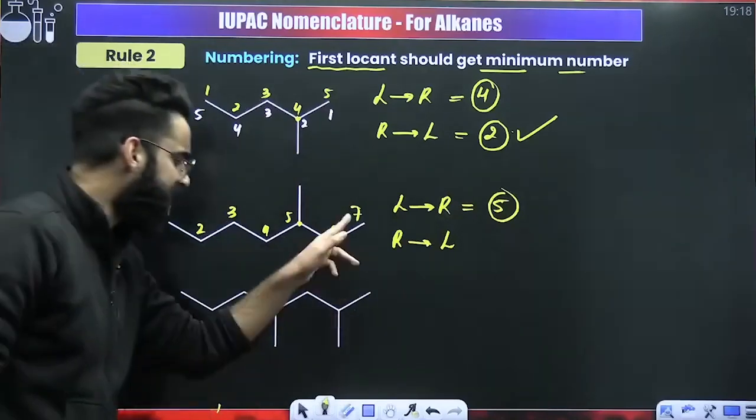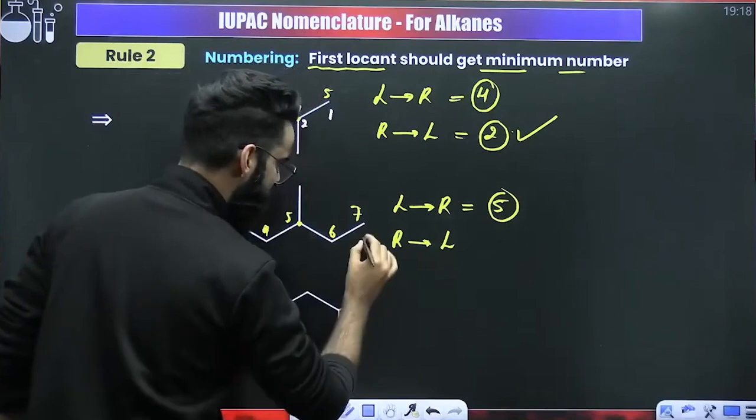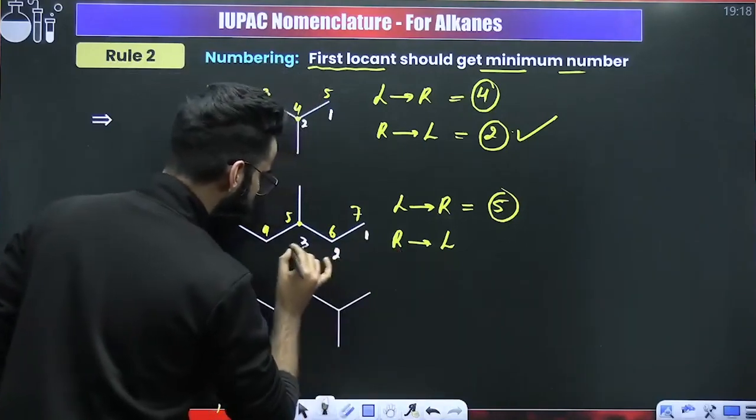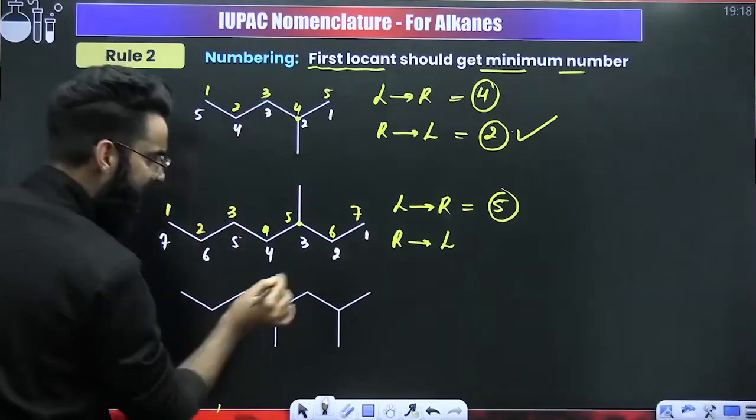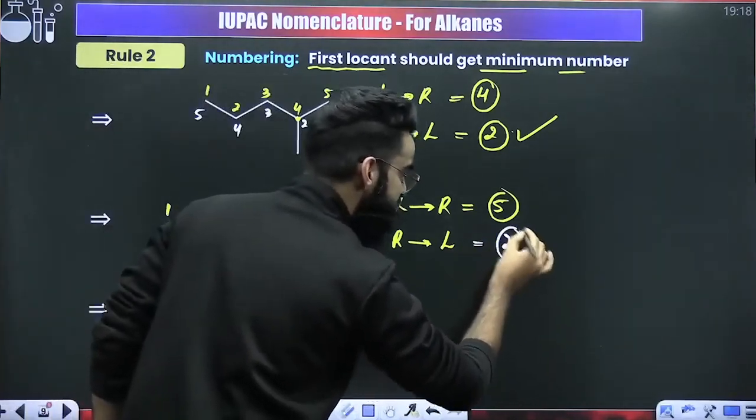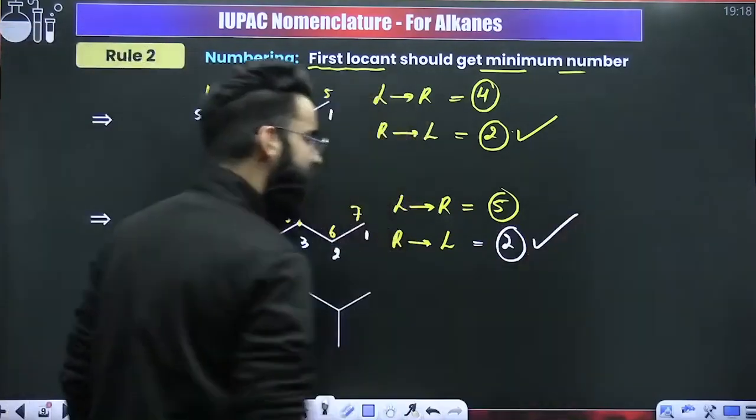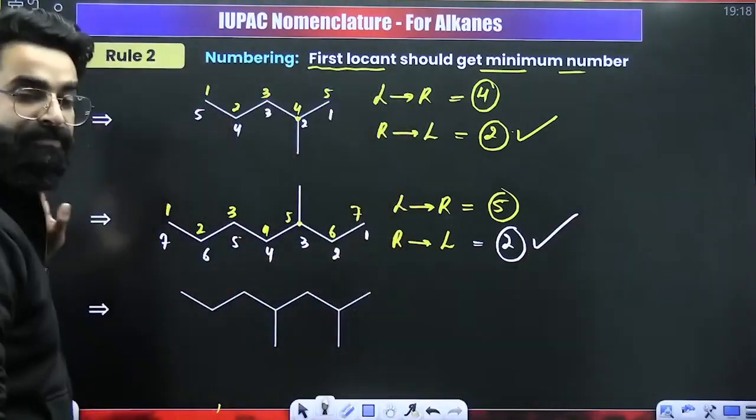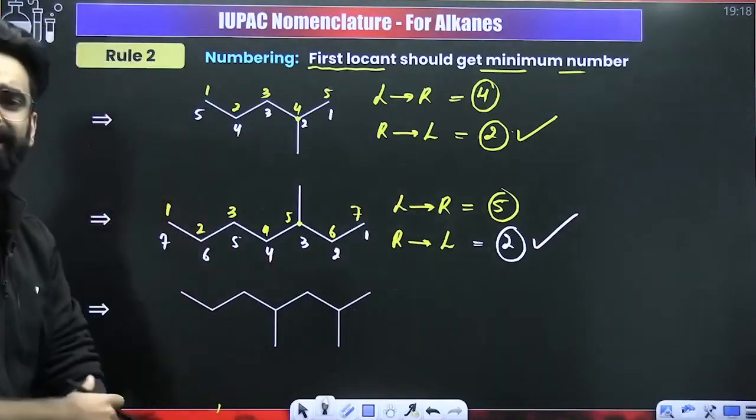If you start the numbering from right to left, this is going to be 1, this will be 2, 3, 4, 5, 6, and 7. Then the first locant is getting number 2. And the rule says the first locant always should get the minimum number. So you'll start the numbering from right towards the left. Done, understood? Look at the next case.